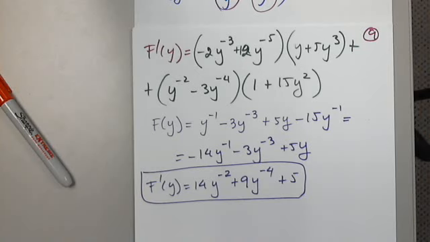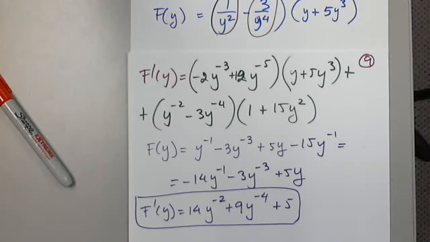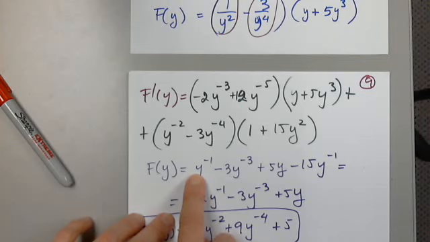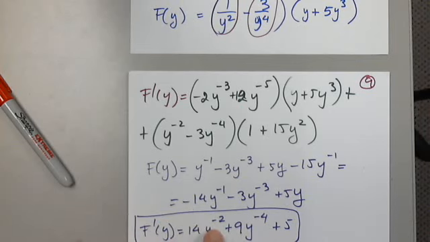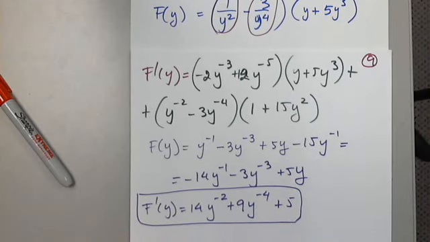Let's look at the quotient rule now. Any questions? Does it make sense? How did you go from negative 14y to negative 1 minus 3y to negative 3 plus 5y to the derivative? I bring down the power. I multiply by negative 14, I get positive 14, and subtract 1 from the power. I bring down the power, I get 9, and subtract 1 from the power. And then 5y prime is 5. Better?